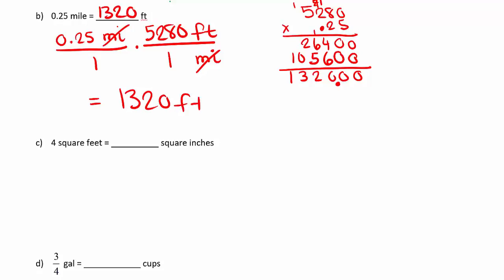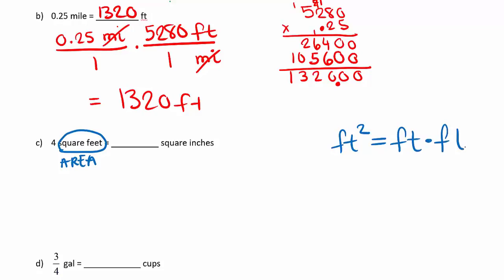Now in example C, we are going to take something with an area unit. Square feet is the unit that we would measure area in. That unit square feet, you can actually write it with an exponent as feet squared. But what that actually means is you are taking units of feet times units of feet. So we can set this up the same way. We've got 4 square feet over 1. And I want to convert this into another area unit, square inches.